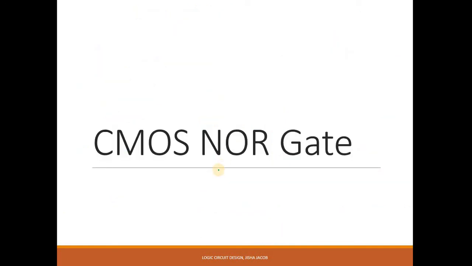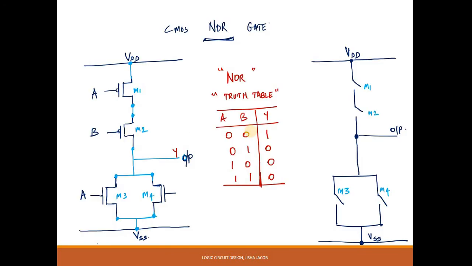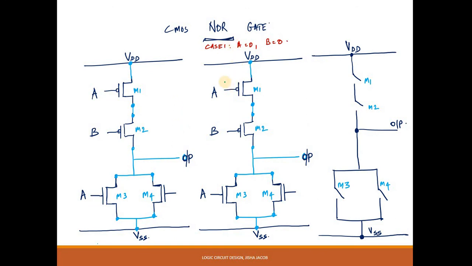The next gate is the CMOS NOR gate. This is the structure of the CMOS NOR gate. You see that the NMOS transistors are in parallel and the PMOS transistors are in series. Let us verify whether the truth table works or not. A is equal to 0, B is equal to 0. These two are on, these two are off, and therefore the switch is closed and pulled up. Therefore output is equal to logic 1.